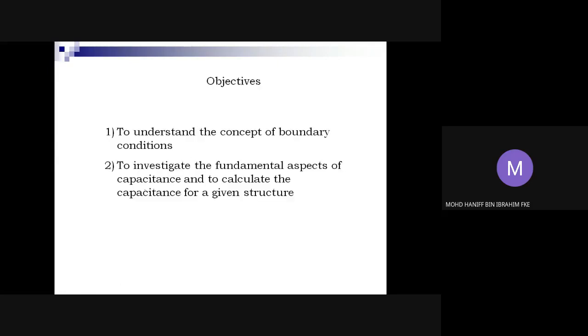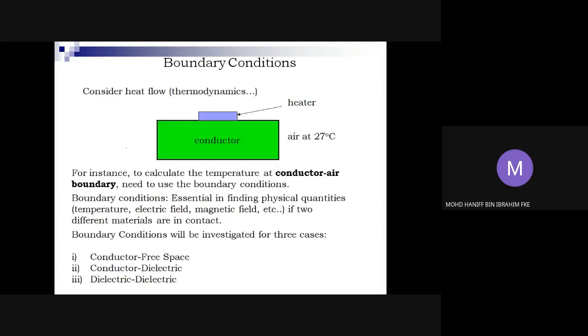So the objective for this lecture number 13 basically is to understand the concept of boundary conditions. That should be the main objective for topic number 1, which is boundary conditions. And number 2 will be learned later on Thursday. So I'm going to cover this objective. Let's have a look at the boundary conditions topic.